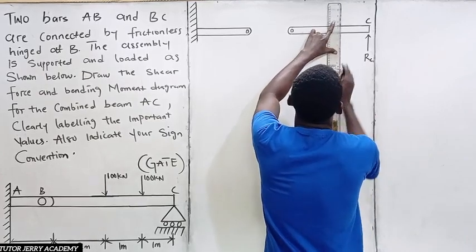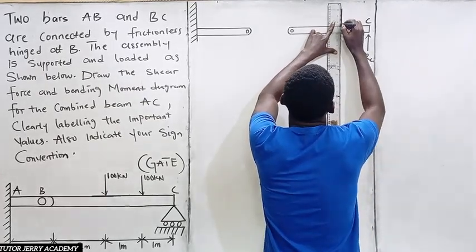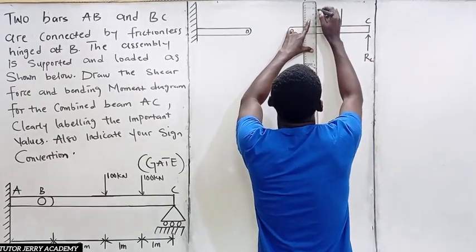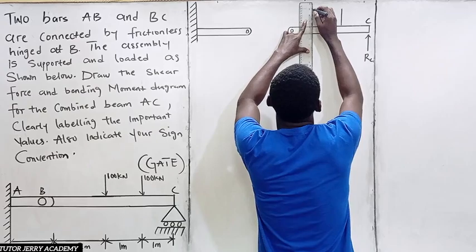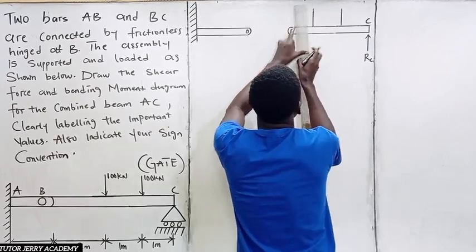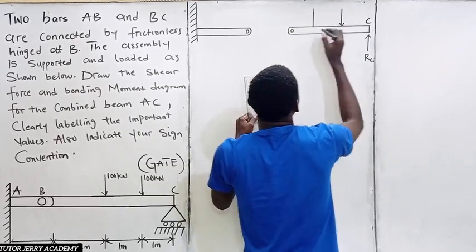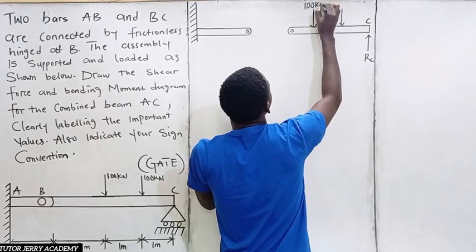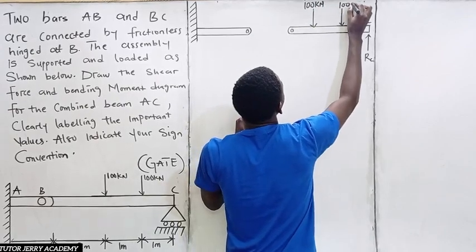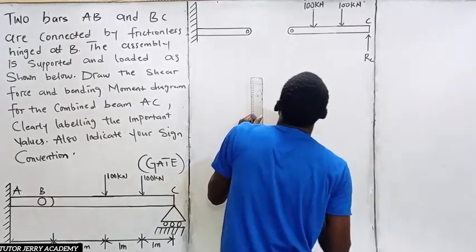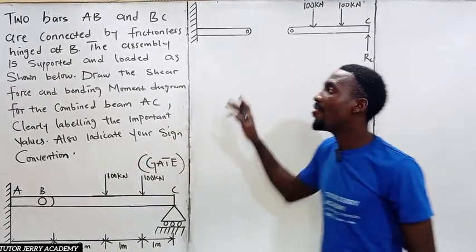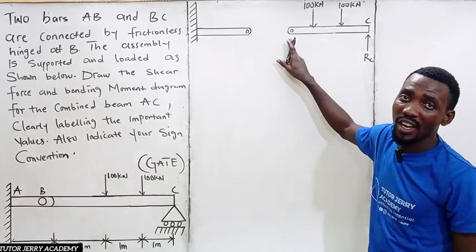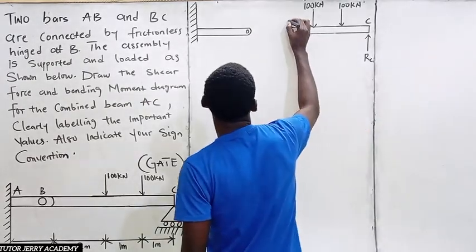So we have two loads here, and they are equal, 100 kilonewton and 100 kilonewton. Here at this point, we have B, and we are also going to have B here.